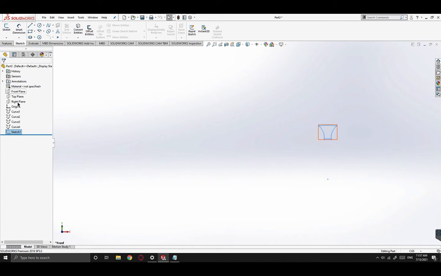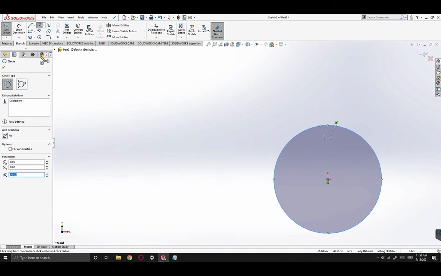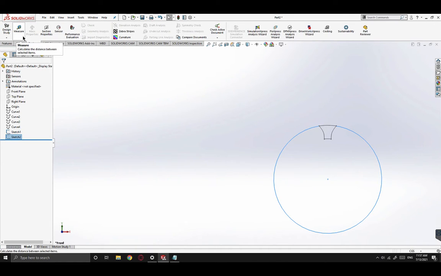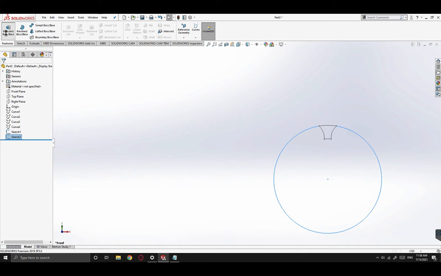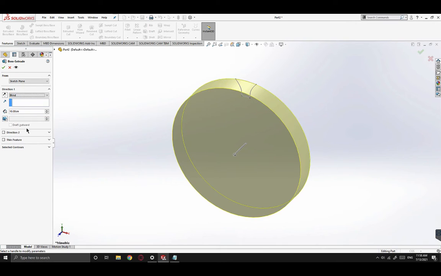And let's go to the front plane, create a new sketch. We have a circle that is the gear. Radius 36, which is the same radius as our gear. We're gonna exit sketch, evaluate, or feature, so extrude. Let's say 10 centimeters. Blind.